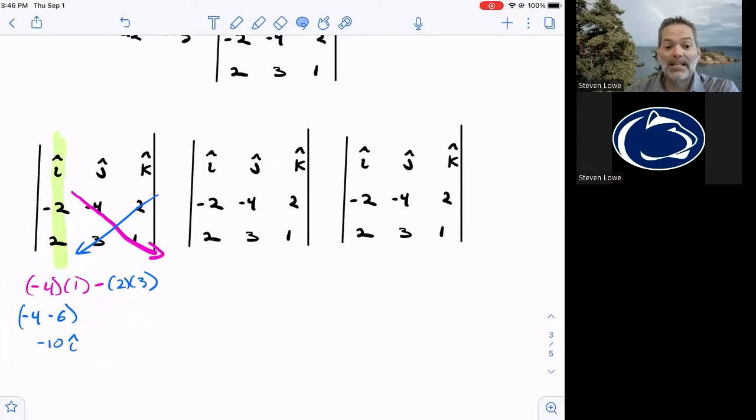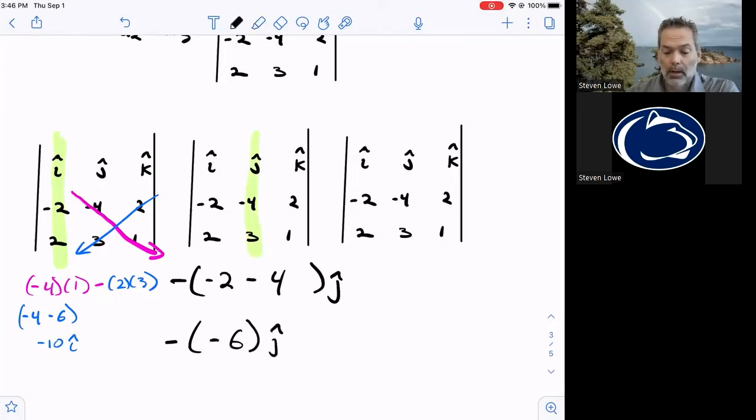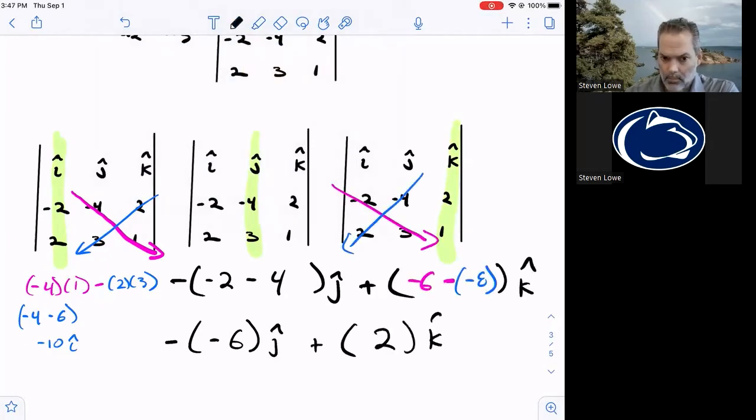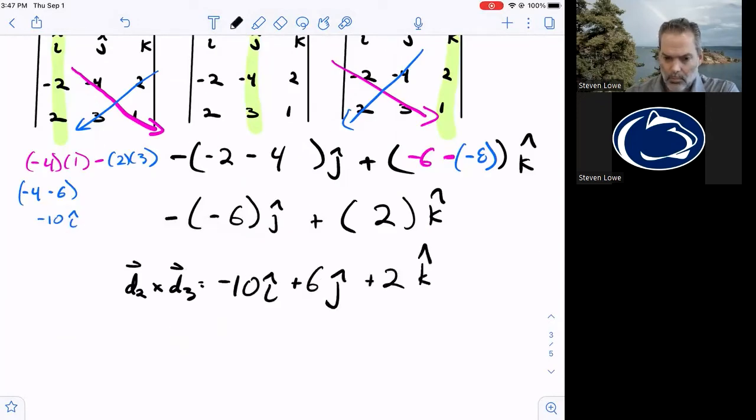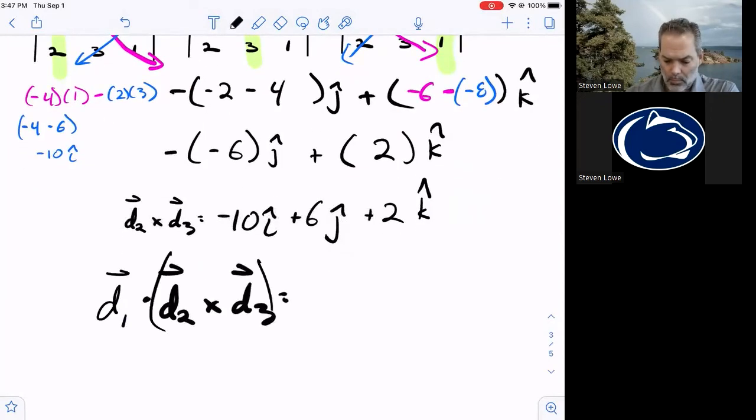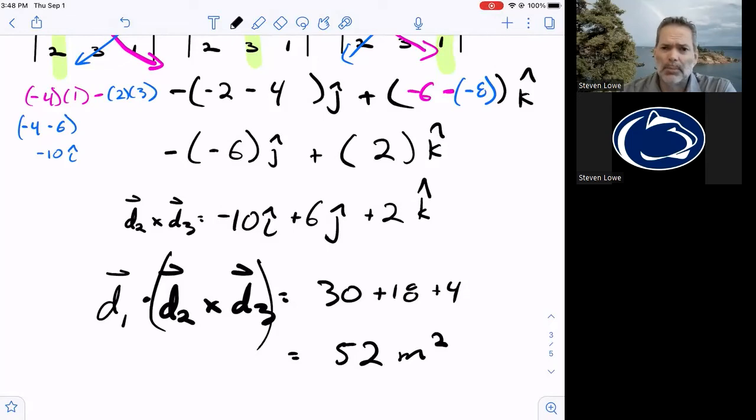So I get negative 10 i hat minus whatever I'm going to get in the j hat direction. Remember, I cover up the column that I'm looking for, and then I multiply. So I'm subtracting a negative 6 j hat, so I'm going to end up with a positive 6 j hat. And when I dot those in, again, I'm multiplying the components, I got 52 square meters.